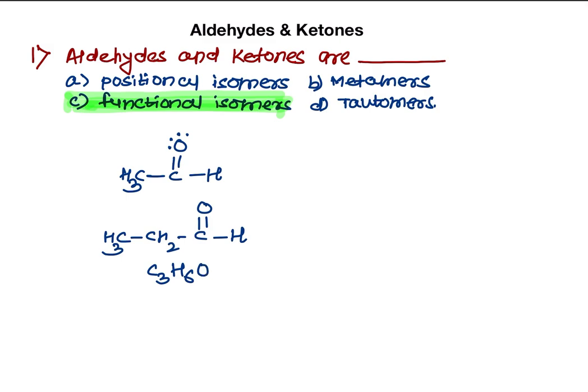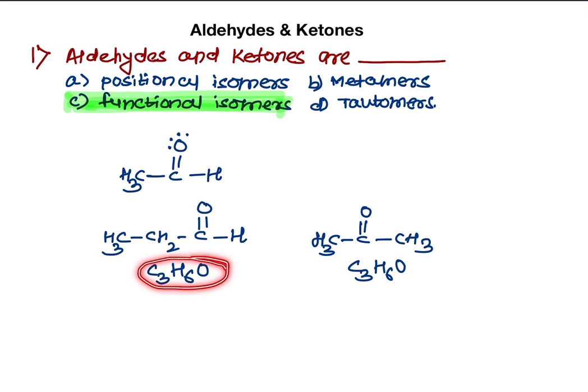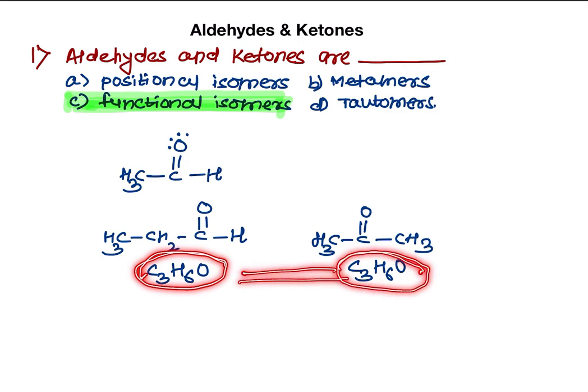Now take an isomer of this, a compound with the same molecular formula. Suppose acetone. How many carbon atoms? 3 carbon atoms, 6 hydrogen atoms and 1 oxygen. The molecular formula of propionaldehyde is C3H6O. The molecular formula of acetone is C3H6O. The molecular formula is exactly the same.